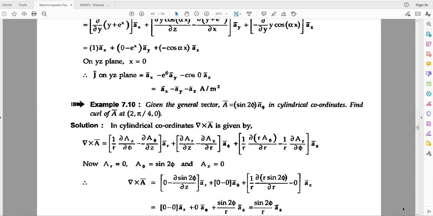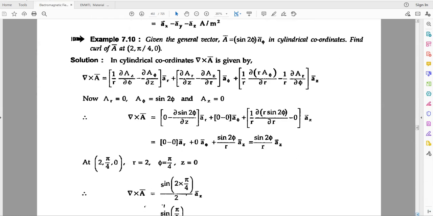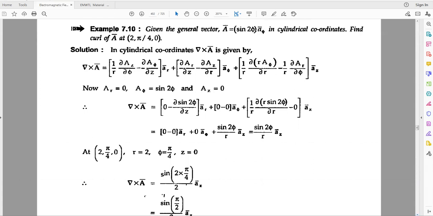Then the next example. Given the general vector A bar is in the A phi direction, sine 2 phi is the coefficient. In cylindrical coordinates, find the curl of A bar at (2, pi by 4, 0). The cylindrical coordinate system has the coordinates R, phi, and Z. They're asking for del cross A bar, at the point 2, pi by 4, and 0.